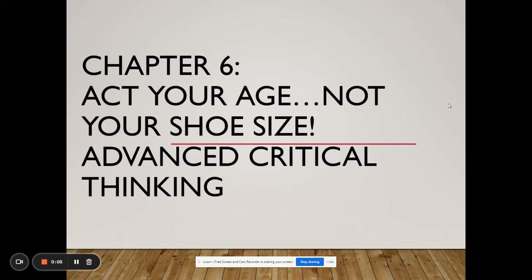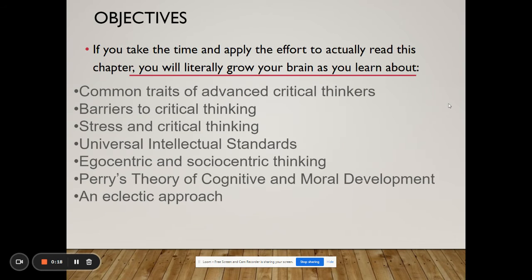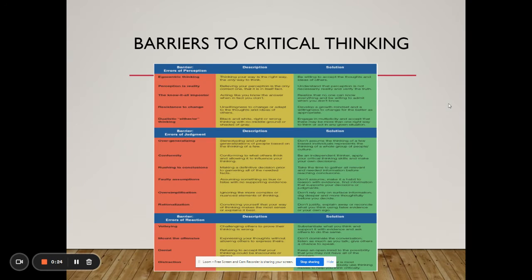Chapter 6 is called Advanced Critical Thinking. So we just talked about some critical thinking skills, and you know how important critical thinking is to success. Now let's talk about some advanced ways, some other things you can do to critically think. Here are the objectives, things you should know after going through this chapter.